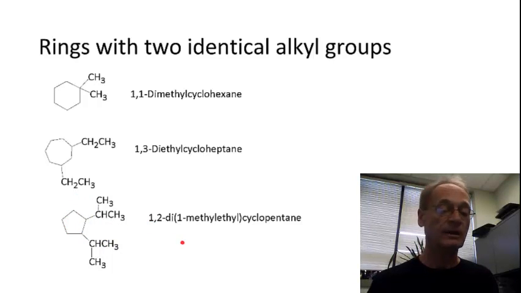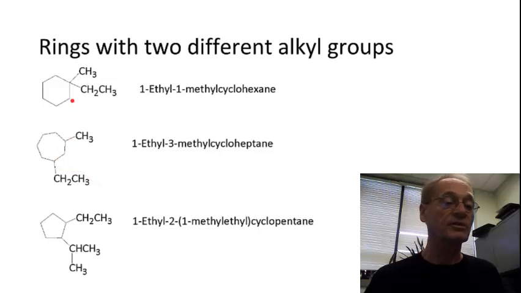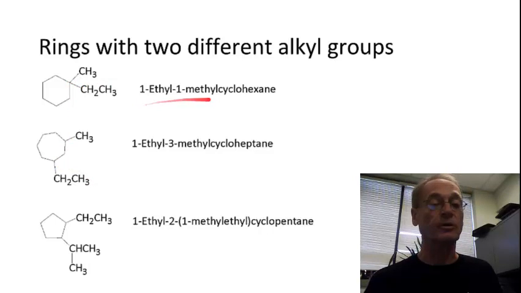So don't forget, if you have a branch on a branch, the numbering system within the parentheses is different, referring to a different set of carbons than the numbers that are in front of the whole name. Now, what if you have two alkyl groups on a ring, but they're different from each other? Well, if they're on the same carbon, it's easy, because that's automatically carbon number 1. So in this case, it's 1-ethyl, 1-methyl. Don't forget, you list them in the name in alphabetical order.